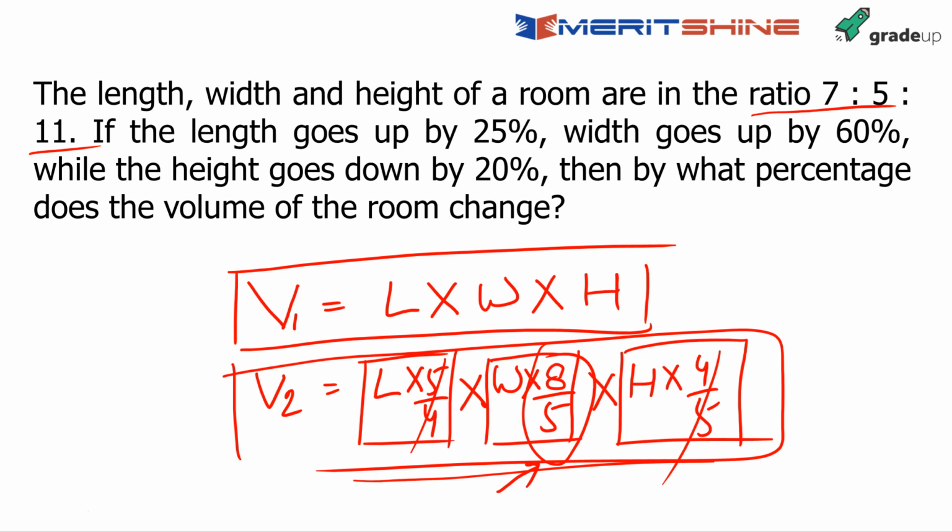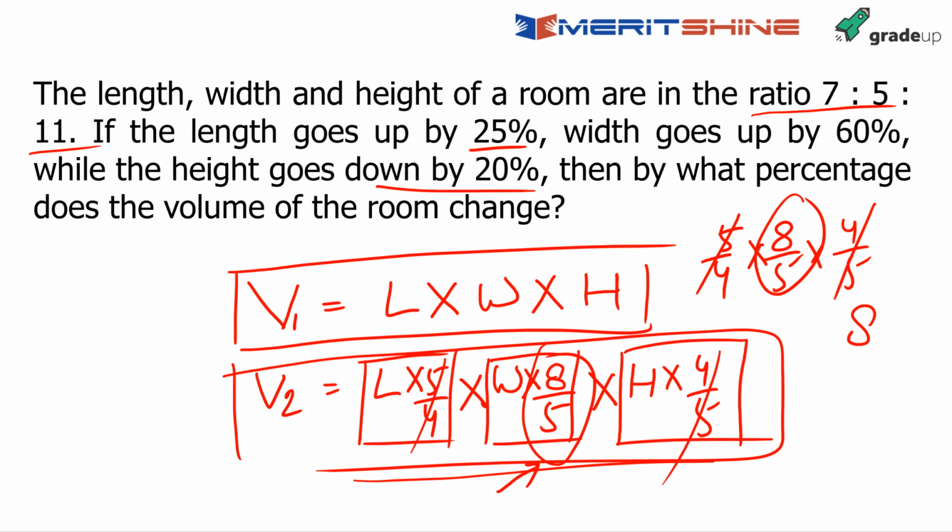Fine. So how do I do questions like this? For 25%, I'll write 5 by 4. I hope all of you understand why this 5 by 4. For 60%, I'll write 8 by 5. For 20% decrease, I'll write 4 by 5. And I get this cancelled. An overall proportion increase of 8 by 5. What is 8 by 5 here? An increase of 3 units over 5 units. 3 over 5. What is 1 by 5? 20%.